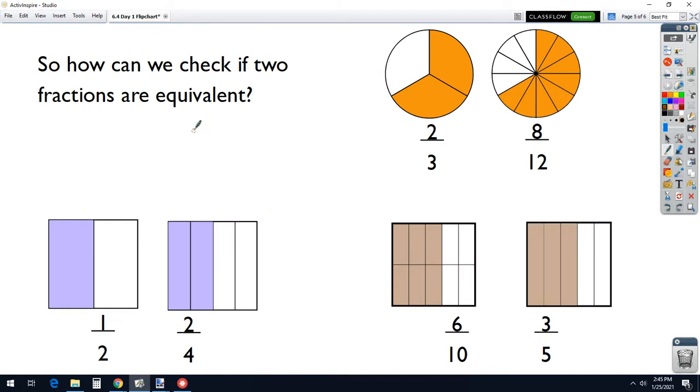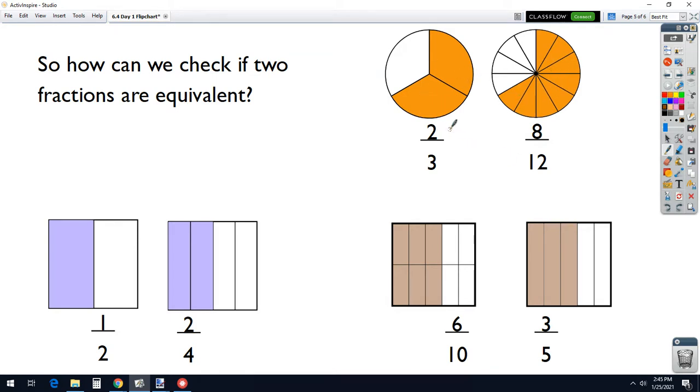So how can we check if 2 fractions are equivalent? We just drew it and we talked about them all, but you're not always going to have models. Models will help for today, but eventually they're going to go away. So how can we tell if 2/3 really is the same as 8/12ths? The picture looks okay, but again, the pictures won't always be there.